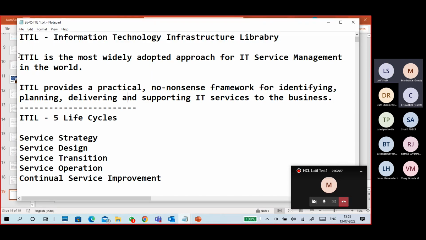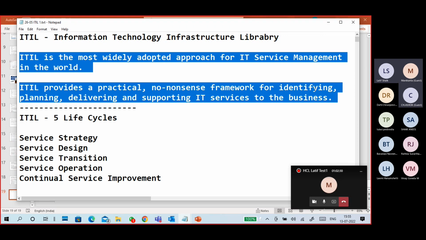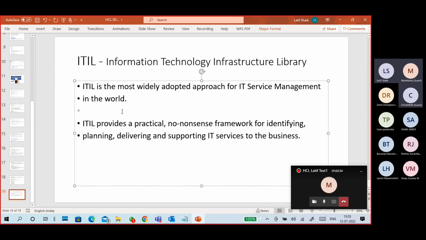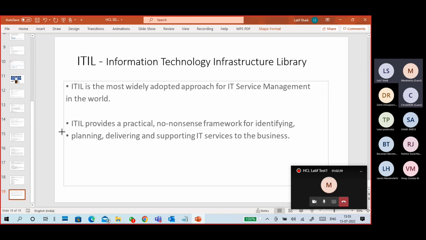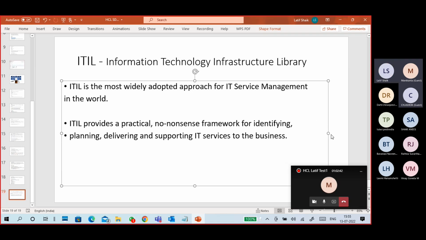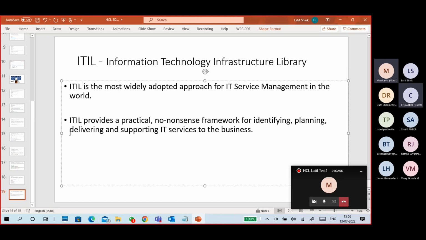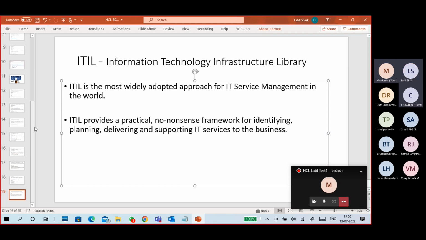Okay, we'll cut it here. We'll put the points here. ITIL is the most widely adopted approach for IT service management in the world. So again, what is ITIL?